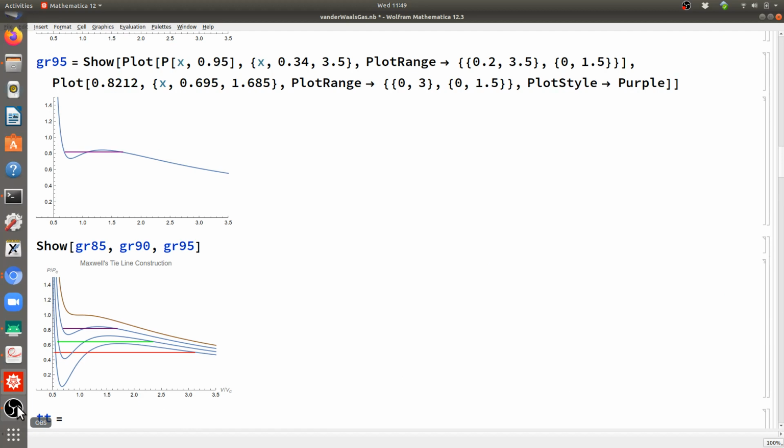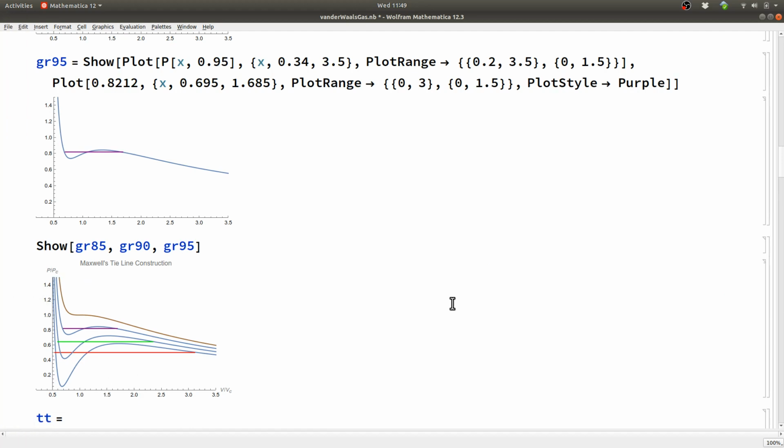So to construct the tie line, do we see that intersection point and construct a line? Yeah, that's the only way one can do it. And Maxwell's construction saying equal areas is roughly correct.